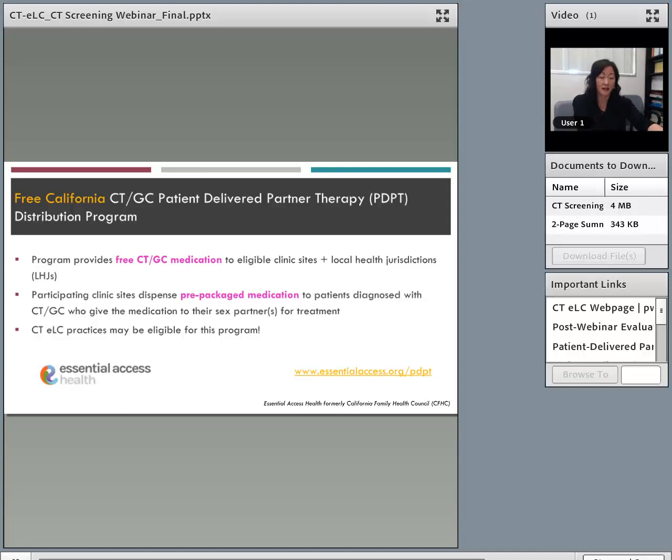Now in Louisiana, they don't have access to a similar program as far as I know, and I did ask Holly and Ellen about this. Right now, my understanding is that folks in Louisiana would probably write a prescription for the partner and then hand it to the patient to pass it along.